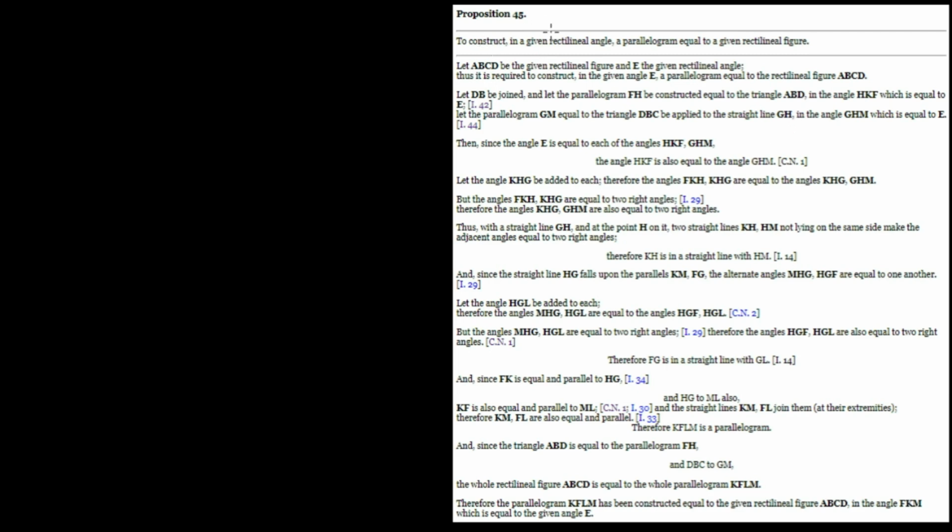Moving on to proposition 45, we're going to construct in a given rectilineal angle a parallelogram whose area is equal to a given rectilineal figure. And ABCD is going to be the given figure, and E the given angle, so we'll draw these out. So there's going to be nothing special about ABCD.